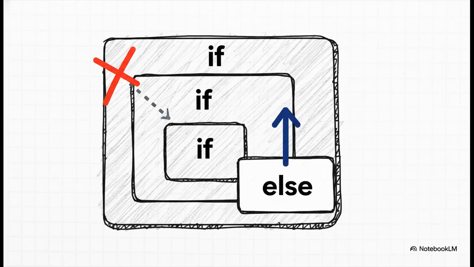Now, to avoid that kind of chaos, programming languages have a very strict, non-negotiable rule. It's simple. An else statement always pairs up with the closest if that doesn't already have its own else. This one rule just completely eliminates the ambiguity and makes sure the code is predictable, every time.